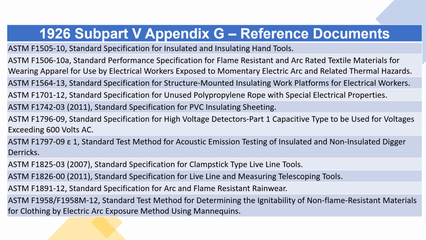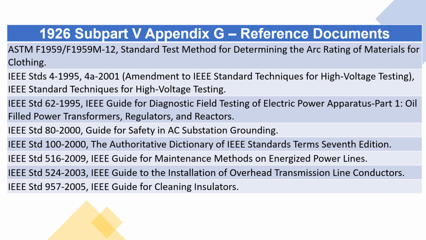ASTM F1826-00, 2011, Standard Specification for Live Line and Measuring Telescoping Tools. ASTM F1891-12, Standard Specification for Arc and Flame-Resistant Rainwear. ASTM F1958/F1958M-12, Standard Test Method for Determining the Ignitability of Non-Flame-Resistant Materials for Clothing by Electric Arc Exposure Method using Mannequins. ASTM F1959/F1959M-12, Standard Test Method for Determining the Arc Rating of Materials for Clothing.